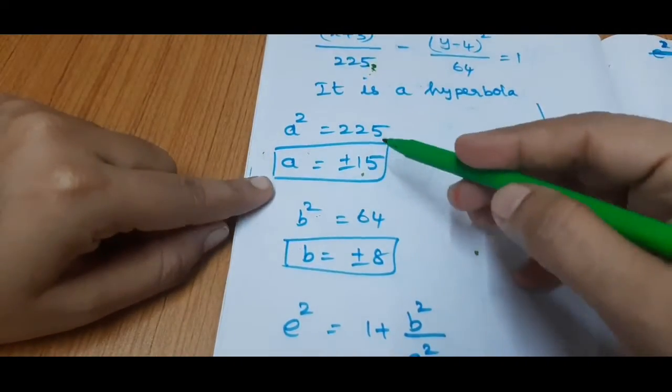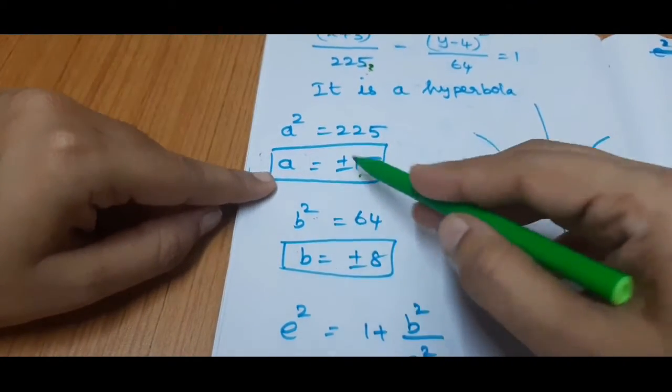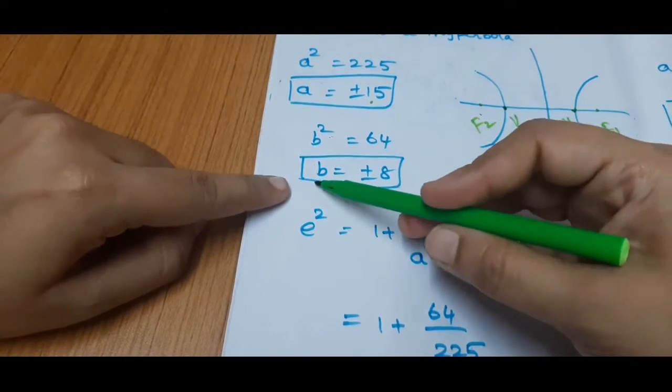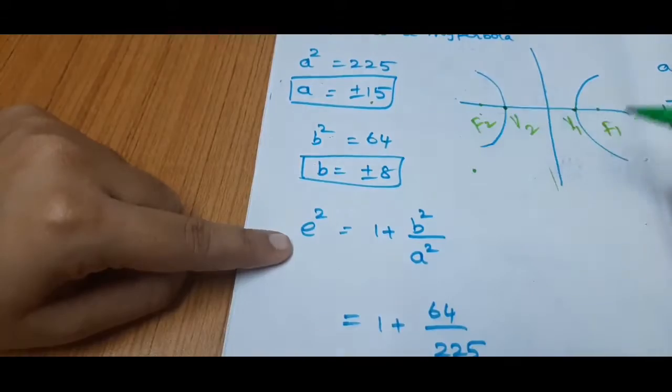So a square is equal to 225, so a is equal to plus or minus 15. Here b square is equal to 64. Therefore b is equal to plus or minus 8.